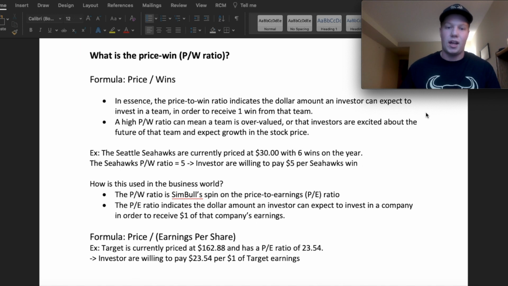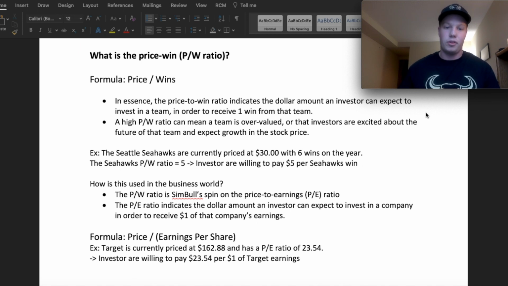So if you think about that, a high price to win ratio can be a team that is overvalued. You have to pay a lot for not a lot of wins, which you don't want to do. Or that investors are really excited about the future of that team. They think that the price compared to how many wins they're going to get in the future is not a lot. So it could indicate that investors are really bullish on the future of a team.